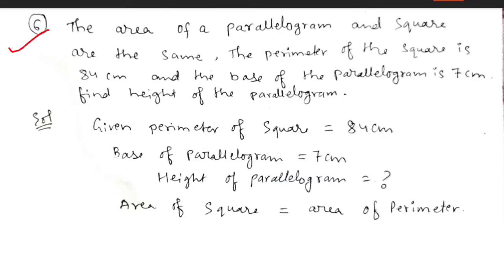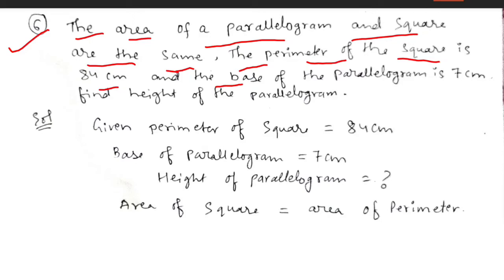So now we'll do question number 6. The question number 6 says the area of a parallelogram and square are the same. So the area of parallelogram and square is same. The perimeter of the square is 84 centimeter and the base of a parallelogram is 7 centimeter. So what is given? The perimeter of square is given how much? 84 centimeter and the base of the parallelogram is 7 centimeters.